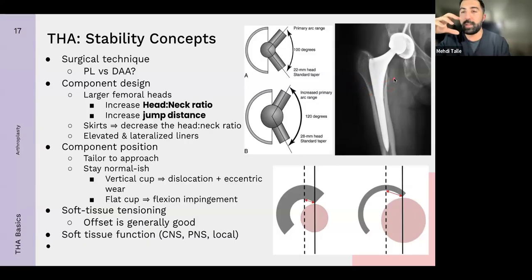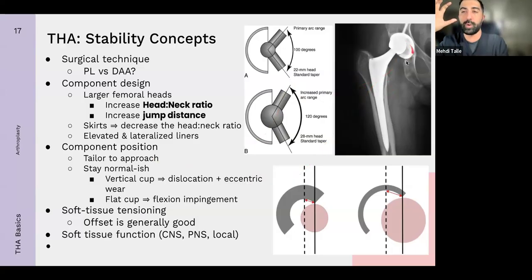Whereas if you lose offset, then you have a little bit more of a loosey-goosey joint, and something that can more easily pop out of place once it gets caught levering. Component position is important. Some people will tailor this slightly to their approach. We talked about it earlier, and we'll touch on it a little later as well: trying to match native anatomy.